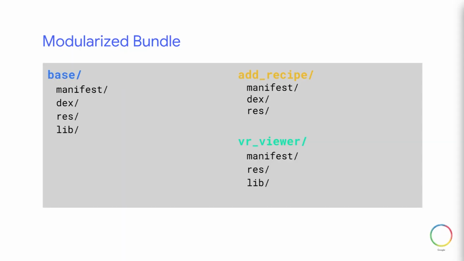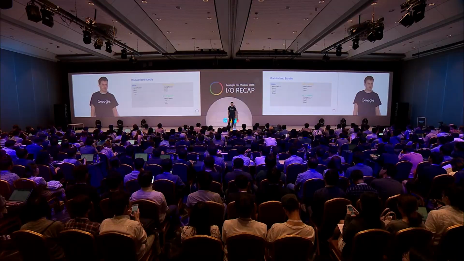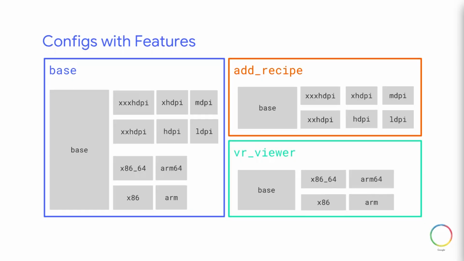Once you've decided which features to create, this is how they should look in the app bundle. In addition to the base directory, there are now also separate directories for each of the modules of the app. The format of these directories is exactly the same as the format of the base that we talked about earlier. And these are the APKs that Play would generate from it. For each module, we will produce a set of splits consisting of a feature split and config splits for that module.